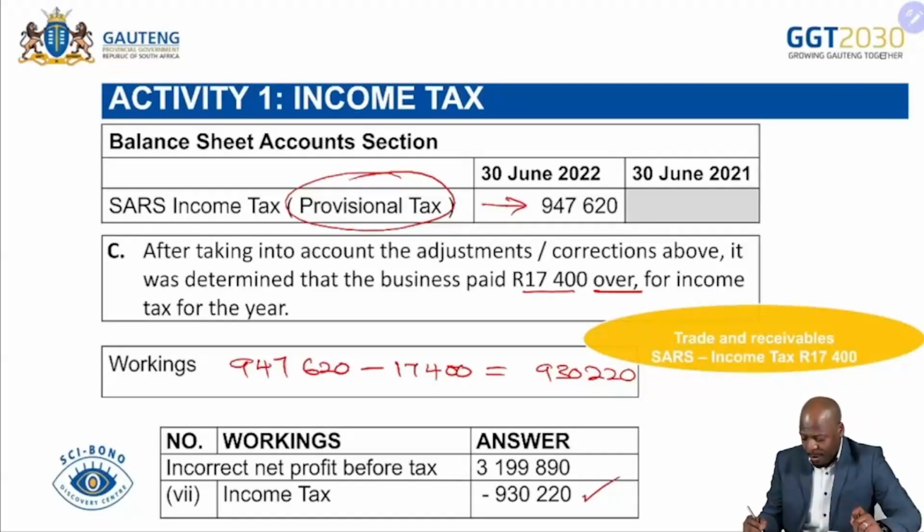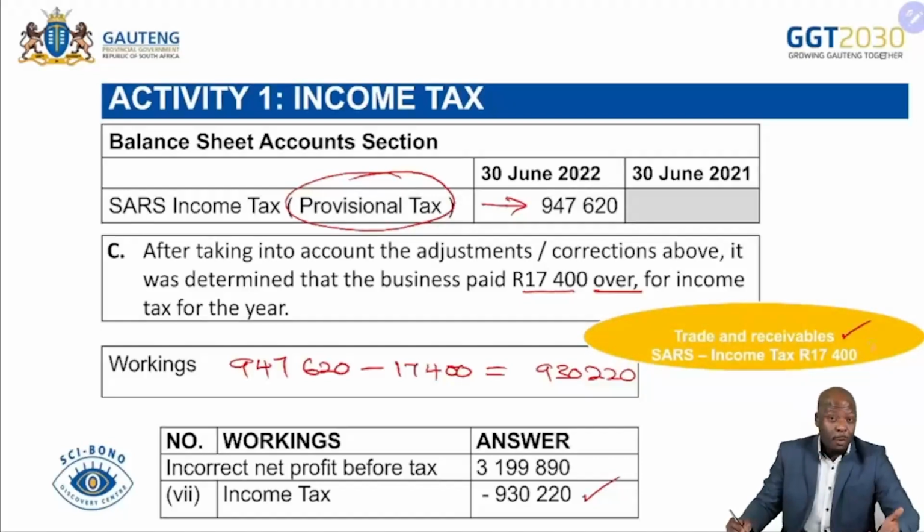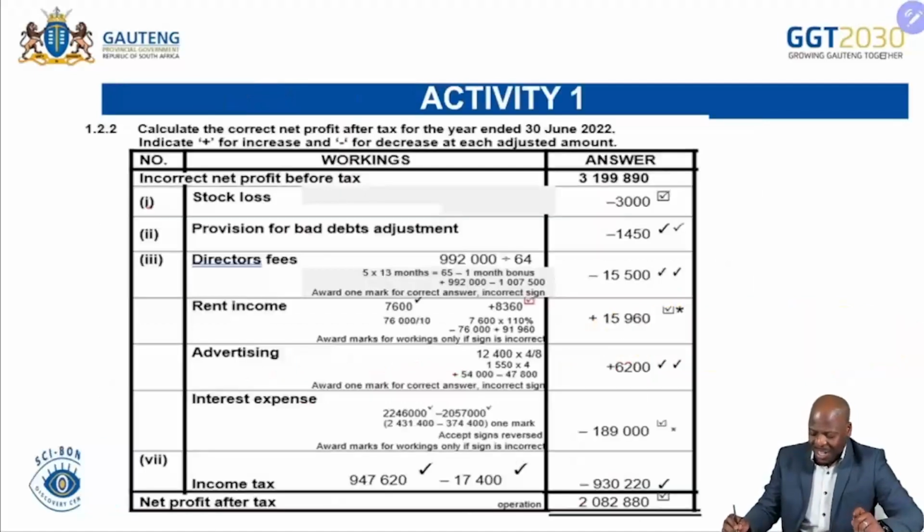So if it is over, therefore it means it is receivable. Receivable, if you want to put it, SARS, OS, US. So it is receivable. Then you're going to have your 17,400 under trade and other receivables. Okay. Dear learners, we then come to the end of this particular question. Not the end of the lesson, this particular question.